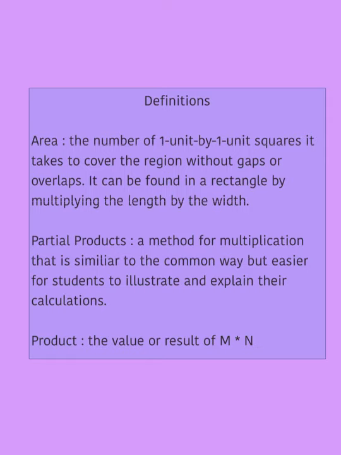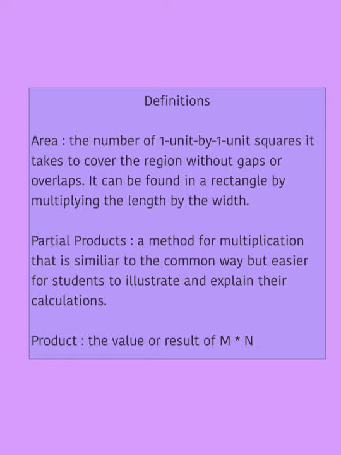Our first definition is area. The area is the number of 1 unit by 1 unit squares that it takes to cover a region without any gaps or overlaps. This can be found in a rectangle by multiplying the length by the width.